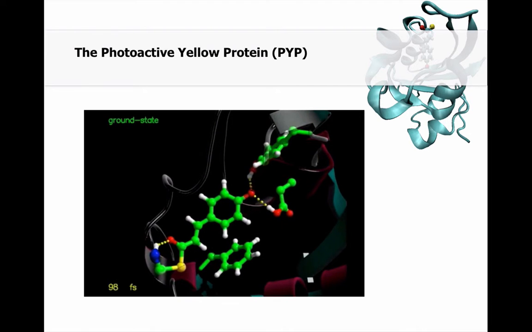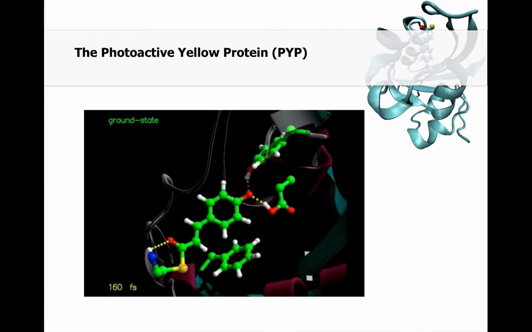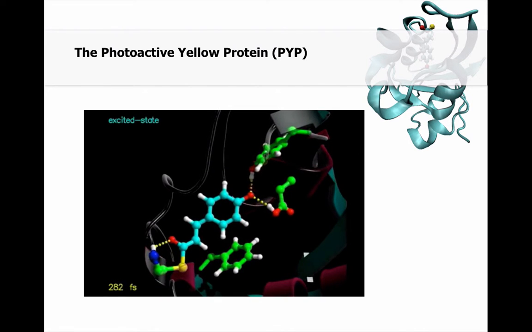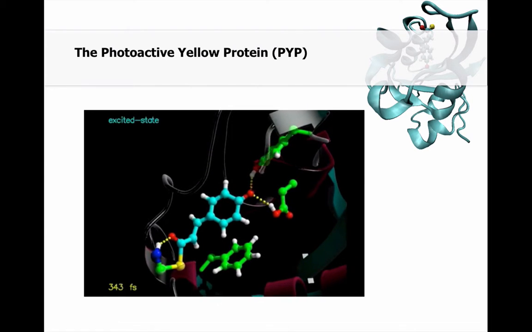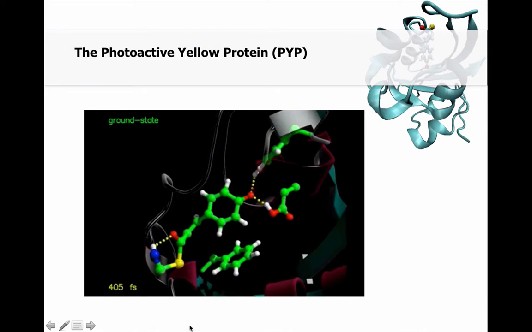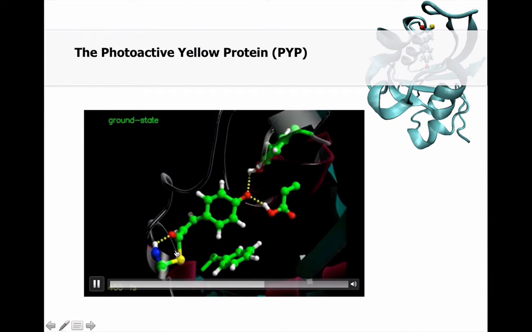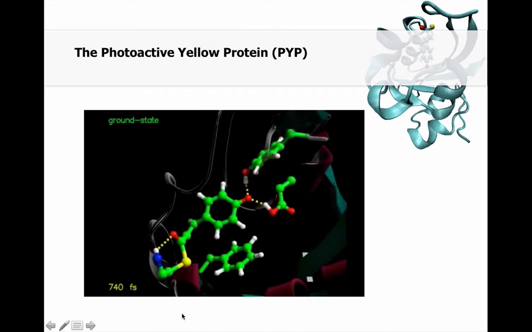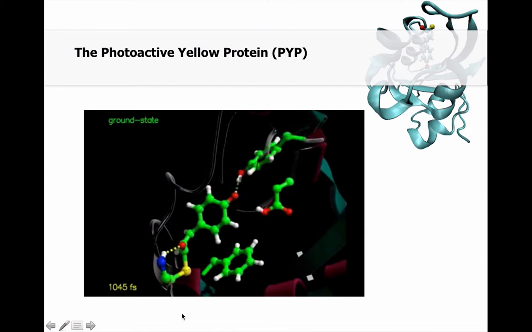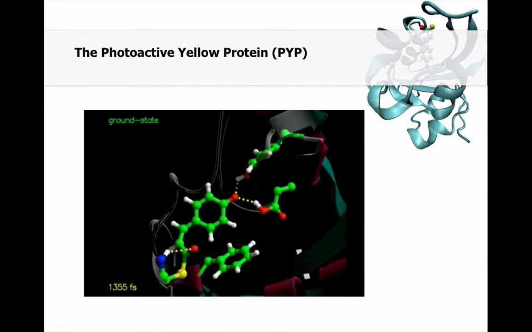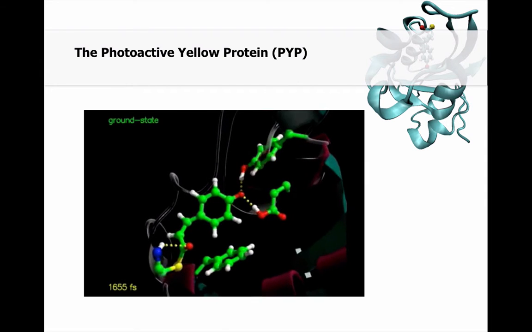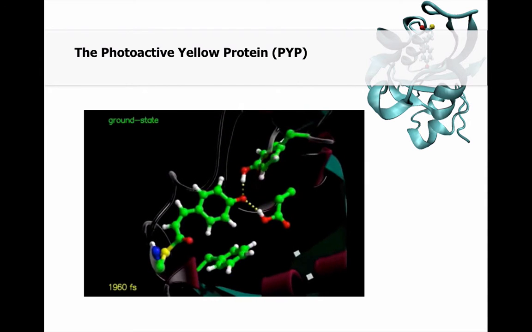When this chromophore is hit by a blue photon, it reaches an excited state and undergoes a change in conformation, which we saw here, leading to a change in the overall conformation of the protein, thereby activating this protein.